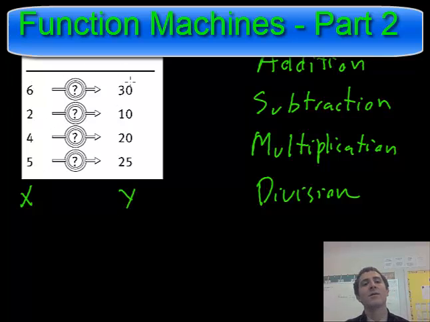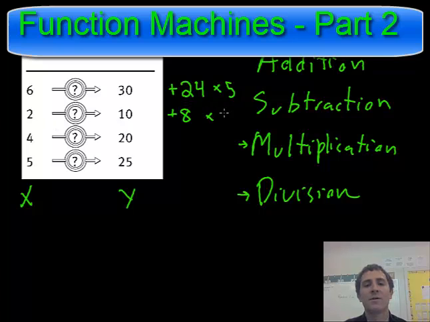So let's look at 6 and 30. Well, to get from 6 to 30, I can do plus 24. But because we're adding multiplication and division now, I also know 6 times 5 is 30. So I can go plus 24 or times 5. If I look at my next one, from 2 to 10, I can do a plus 8, or 2 times 5 is 10. So I can do a times 5. My next one, from 4 to 20. Well, I can go plus 16, or I know 4 times 5 is 20.